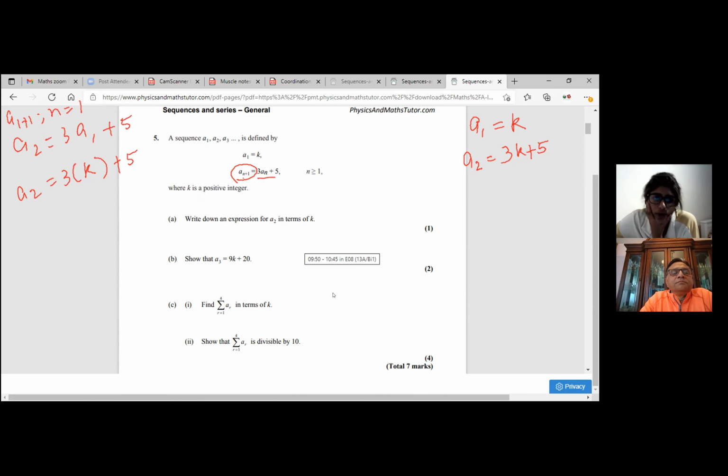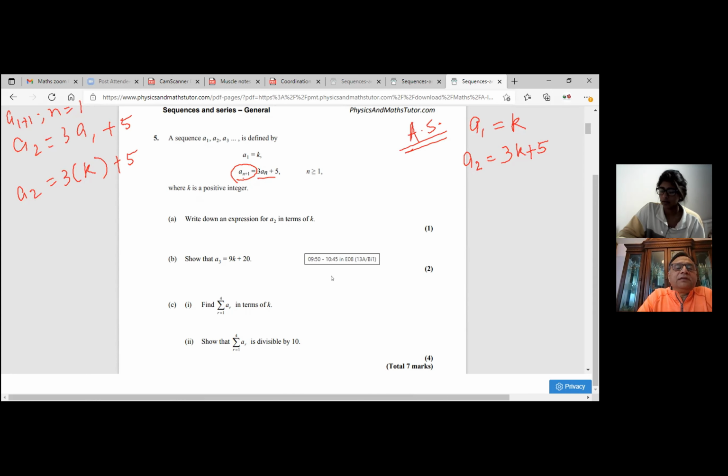Now this is linear, and therefore we are talking about an arithmetic sequence. Do you see that term, 3k plus 5? K is constant. Are all linear sequences arithmetic? Yes. What about quadratic sequences? No, those will be exponential. This is a constant factor, so this is linear.